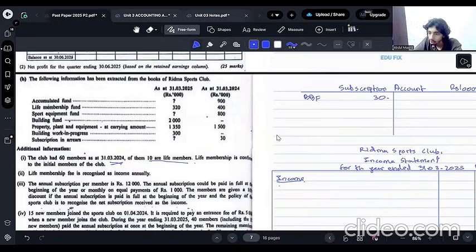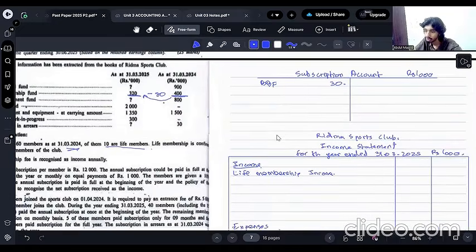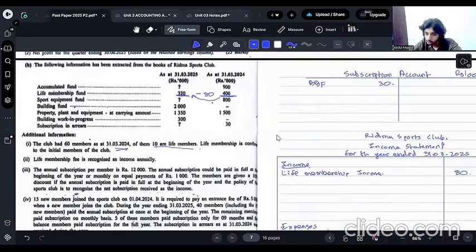So here you can see opening life membership fund is 400,000, closing life membership fund is 320,000. So the life membership fund has reduced by 80,000. That reduction of 80,000 you're recognizing as income. So you can say life membership income 80,000. Okay. The annual subscription per member is 12,000.